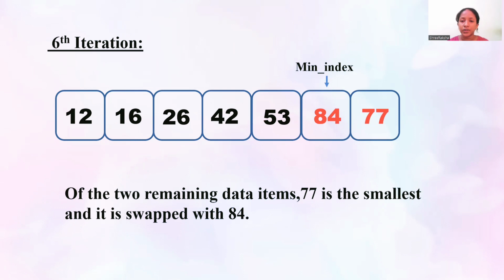In the sixth iteration, the last two elements, that is 84 and 77, are the unsorted list. So we compare these two. 77 is smaller when compared to 84. So the 77 element is swapped to 84's position. You can see here, 84 is swapped and 77 is also swapped.